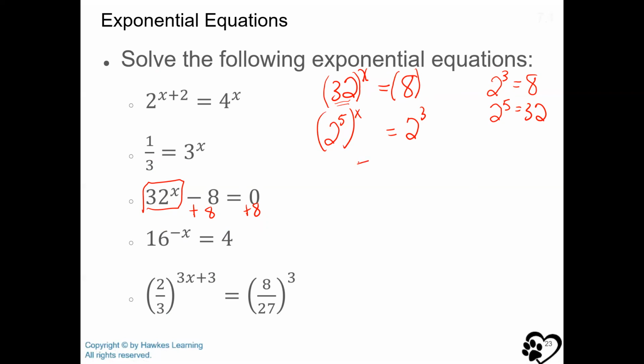So now 5 times x is 5x equals 3. So to solve for x, I divide both sides by 5. X is equal to 3/5. And that's what x is equal to.